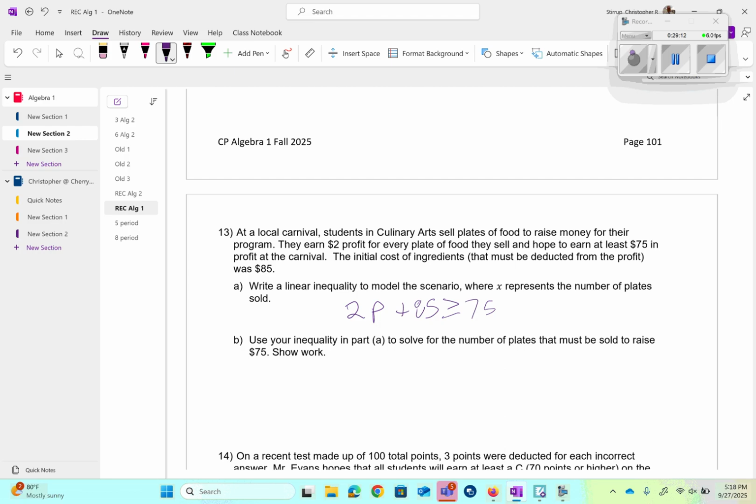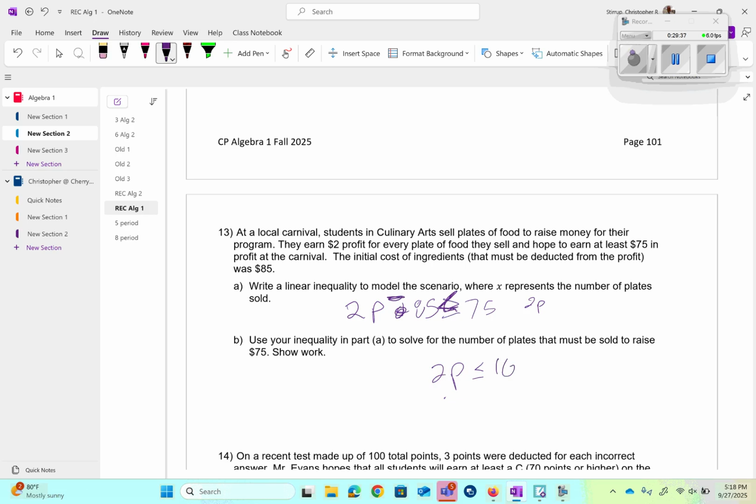I want to make at least 75. So at least 75. I went the wrong way. All right, so I'm going to subtract 85 from both sides. Subtract 85 from both sides. You know what? I made a mistake. That should be a subtraction sign. So we need to add 85 to both sides. I apologize. I made an error.